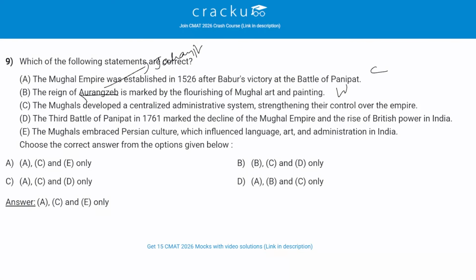The Mughals developed a centralized administrative system, strengthening their control over the empire. This is correct. The Third Battle of Panipat in 1761 marked the decline of the Mughal Empire and the rise of British power in India. So this is wrong. And the Mughals embraced Persian culture, which influenced art, language, and administration. This is correct. So basically, A, C, E, three statements are correct. So it is basically A, C, E. Option A is the correct answer.